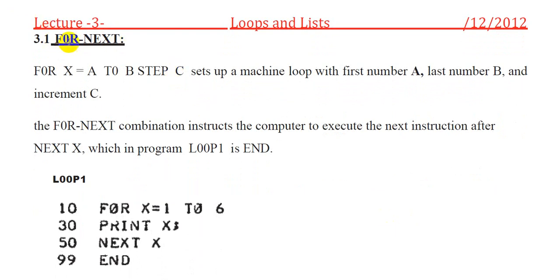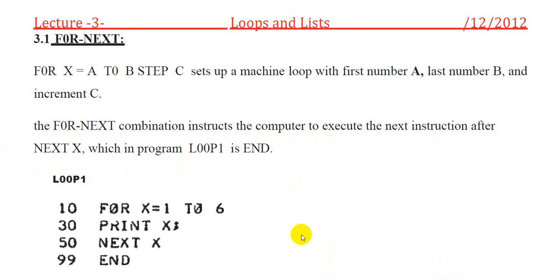As you can see, this is article 3.4: FOR x = a TO b STEP c. It sets up the loop with a first number of a, the last number of b, as well as the increment of c, increasing by the c value. NEXT x instructs the computer to execute the next instruction after NEXT x, which in program loop 1 is END. As you can see, this concludes loop one.